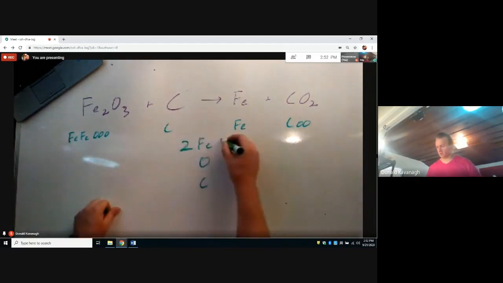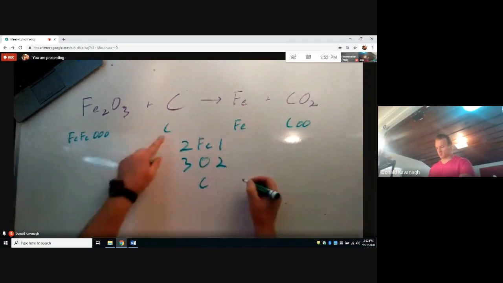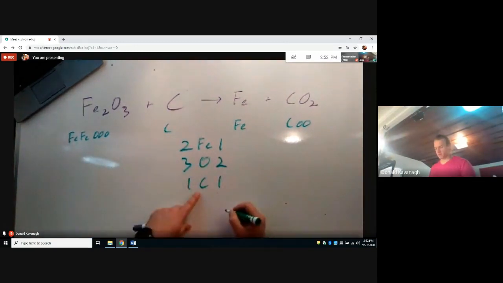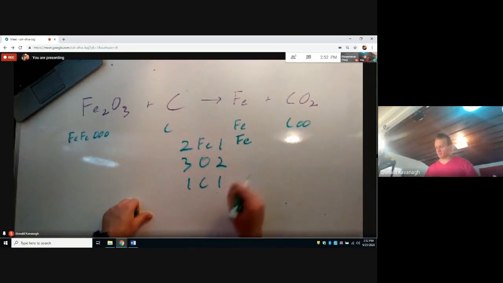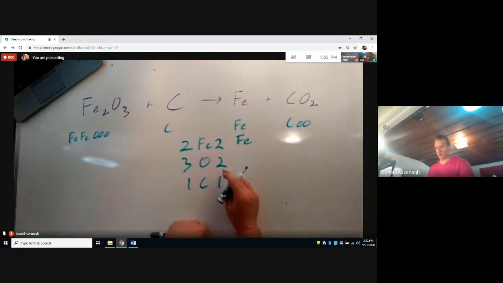2, 1, 3, 2, 1, 1. Okay, carbon's already balanced. I'm going to mess with that. Oxygen, let's balance out the iron. So my only trick I have is to add a Xerox or identical copy. My irons are balanced. Let's balance out our oxygens. I need more oxygens on this side.